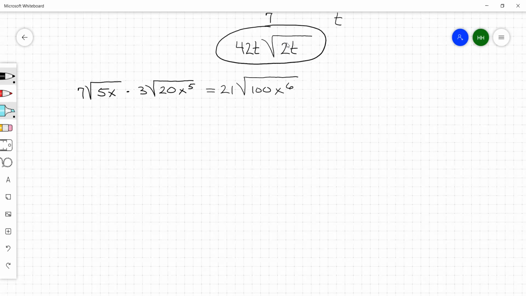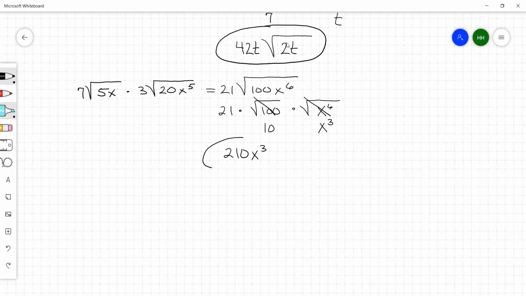This will work out very cleanly. This breaks apart to 21 times the square root of 100 times the square root of x to the 6th. Now you can simplify your perfect squares. So the square root of 100 is equal to 10. The square root of x to the 6th is equal to x to the 3rd. And now everything is out from under the radical, so we can multiply it all. We take 21 times 10 and we get 210, and bring along our x to the 3rd.